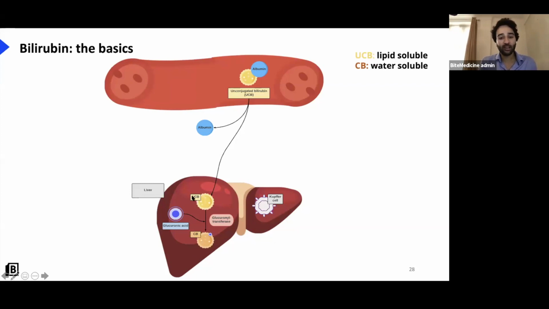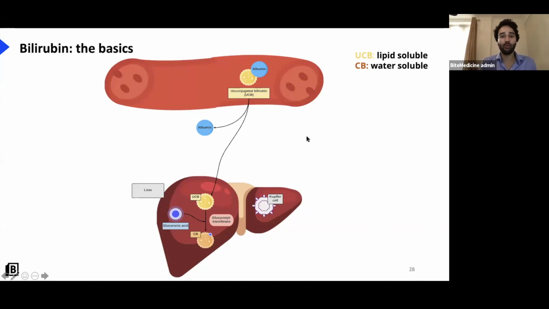So on a smaller scale, this process is really, really important. It's converting your lipid-soluble unconjugated bilirubin to your water-soluble conjugated bilirubin, which then means it can be excreted by the liver in bile.